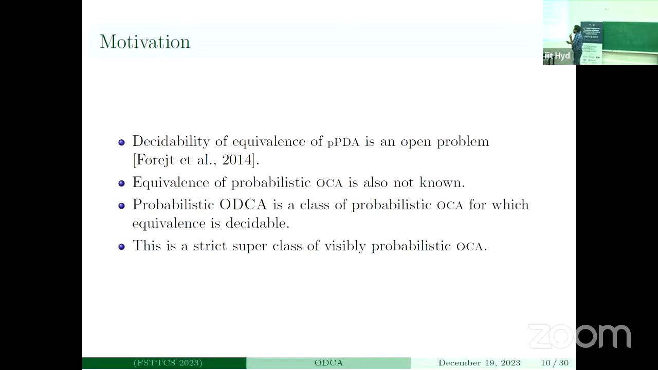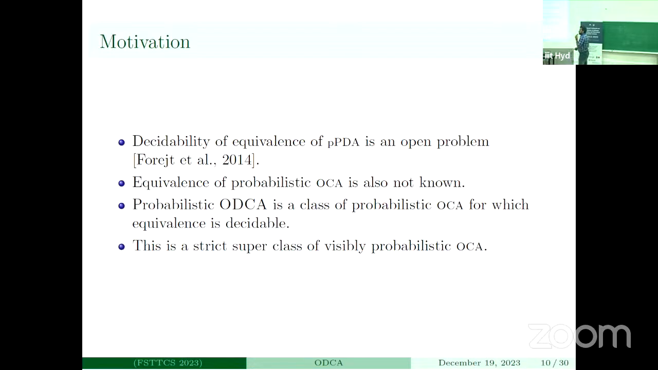So the motivation behind this study. If you think about equivalence of probabilistic push-down automata, this is an open problem. In fact, it's interreducible to multiplicity equivalence of context-free grammars. Even if you try with a single letter input alphabet, this problem is at least as hard as polynomial identity testing. So what if you restrict from push-down automata to one counter automata? But even for probabilistic one counter automata, the equivalence is not known.